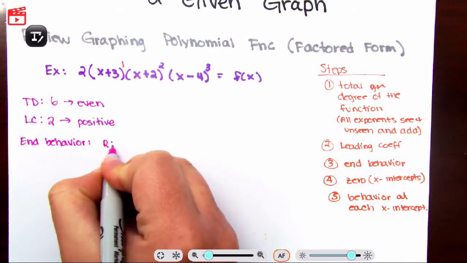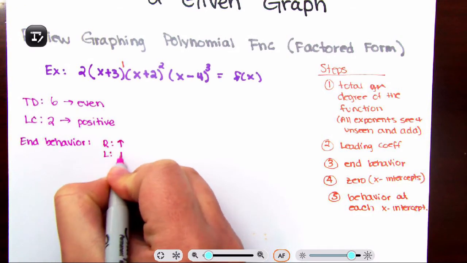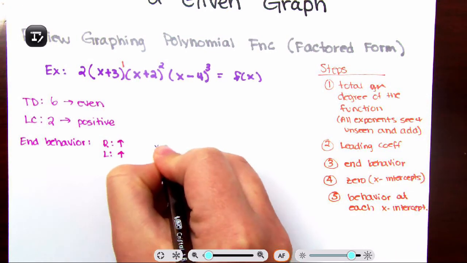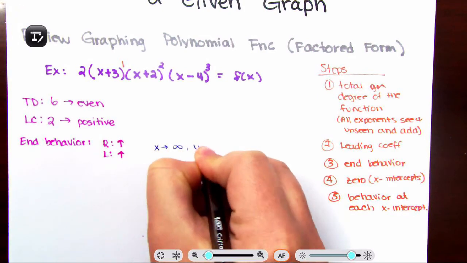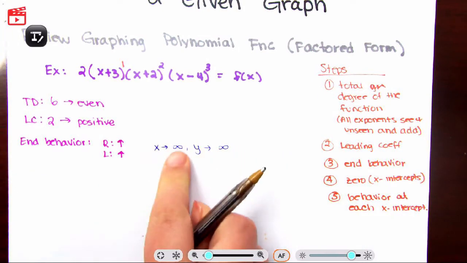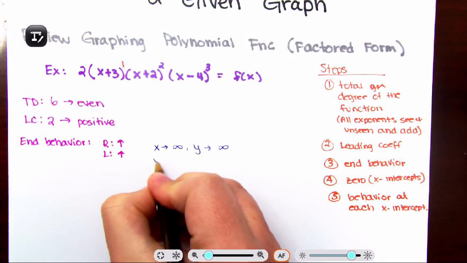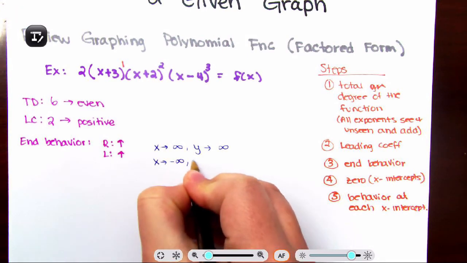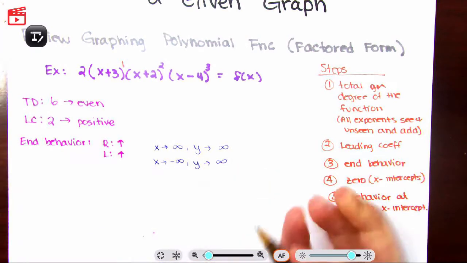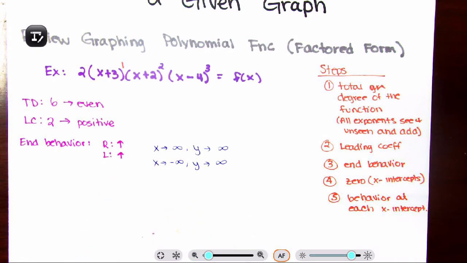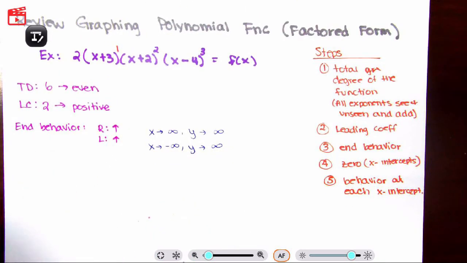My right hand is going up, my left hand is going up. Now, what that really means is that when x approaches infinity, y approaches infinity as well. So as x gets really, really big, y gets really, really big to the positives. And as x approaches negative infinity, y continues to go up. So this is the fancy end behavior. This is the basic end behavior. So then we have 1, 2, 3.